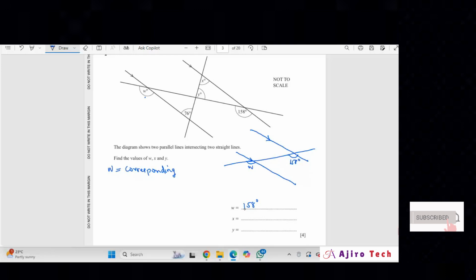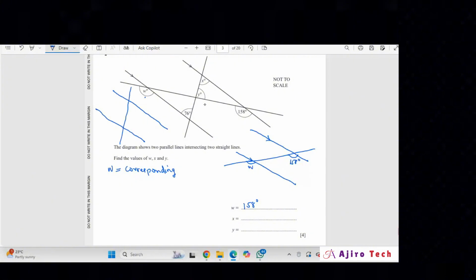Now, let's go to S. For us to go to S, let me draw this again. This is one parallel line. We also have another parallel line. Then we have another line cutting them. If you look at it here, here is your S. There is an angle given here, which is 76. Since there is an angle there, which is 76, you can agree with me that these are two parallel lines. This one and this one, they are parallel.